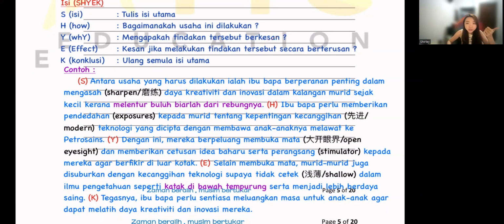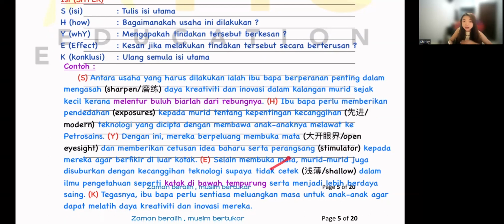And why does it have a good impact? Effect, kesan. Kesan jika melakukan tindakan tersebut secara berterusan. What if parents keep on practicing and also keep on sharpening the daya kreativiti dan inovasi murid? Okay, then the effect is, selain membuka mata, other than just opening their eyesight, murid-murid juga disuguhkan dengan kecanggihan teknologi. They also know about how canggih the technology is, how modern the technology is nowadays, so that they will not be shallow in their ilmu pengetahuan, tidak cetek dalam ilmu pengetahuan seperti katak di bawah tempurung. Katak di bawah tempurung means someone that has very shallow knowledge. So they become lebih berdaya saing.